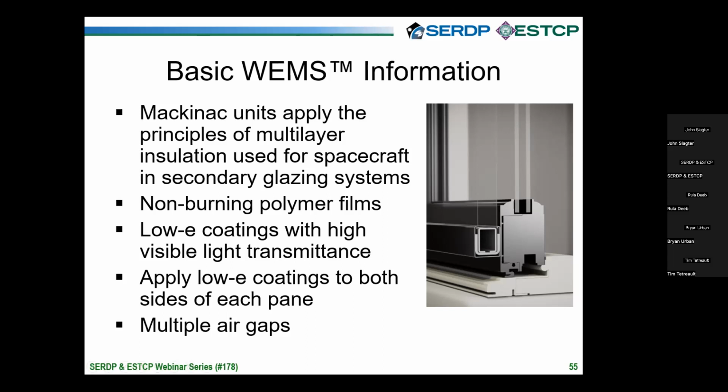This helps with durability, and it also helps mitigate moisture condensation on the existing glass, which is a chronic problem with window attachment products. We apply low E coatings to both sides of each pane in the WEMS unit. So this double pane WEMS unit has 4 low E coatings. What we're doing is following the principles of multi-layer insulation that are commonly used in spacecraft. One of our early scientists came from NASA and joined us, and that's where this basic concept came out of that relationship.